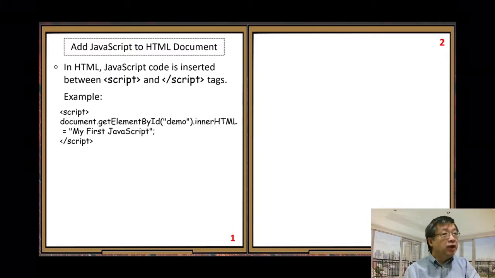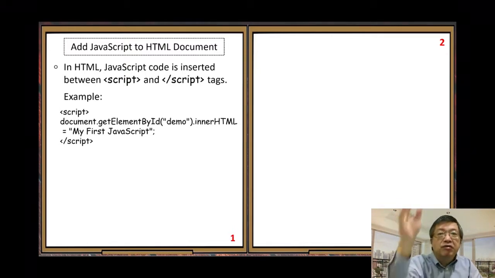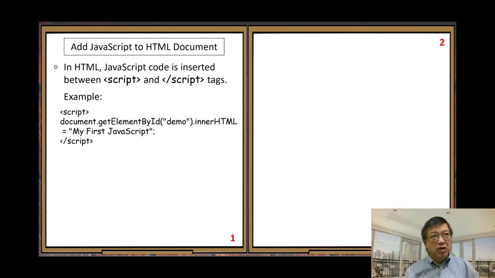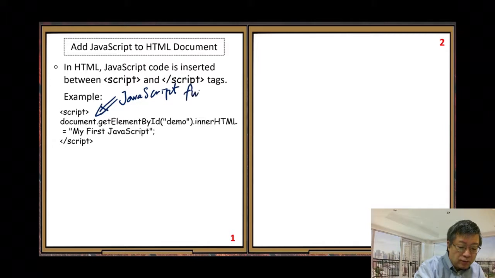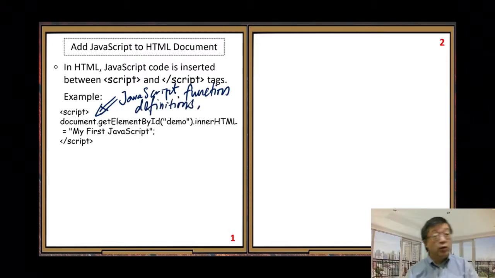Later, most frequently, we write definitions of JavaScript functions. Most frequently, we put a lot of JavaScript function definitions, and later you will see many such examples. In this example, there is just one JavaScript statement. What's the meaning? Let me explain a little bit.